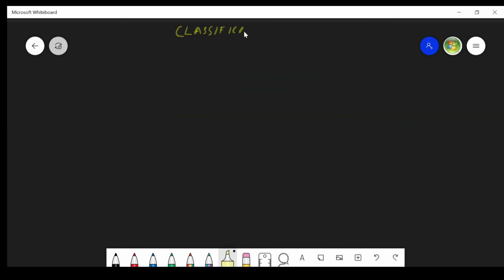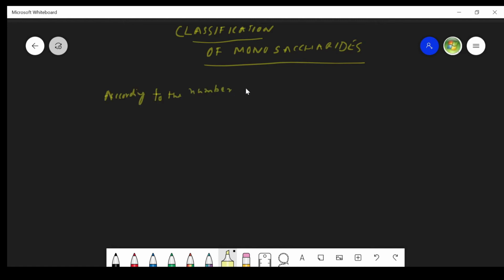Classification of monosaccharides. How can we classify monosaccharides? We can classify monosaccharides according to the number of carbon. For example, we know that CnH2O whole N is the general formula of monosaccharides, and we can put any number between 3 to 7 for N.